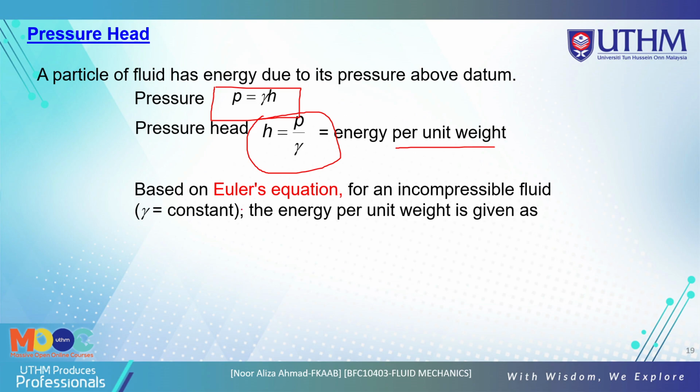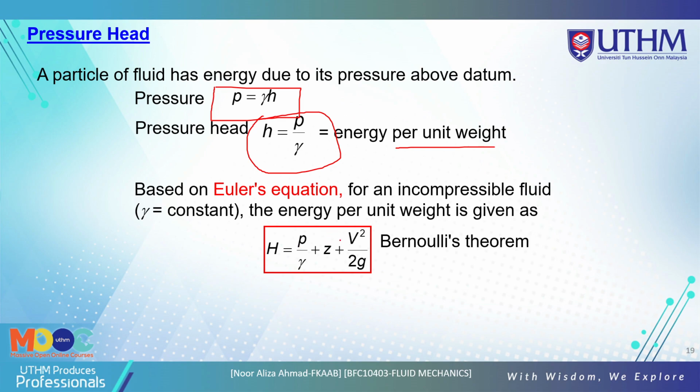Now, based on Euler's equation for an incompressible fluid with the specific weight constant, the energy per unit weight is given as H. H is equal to pressure divided by the specific weight, plus Z, plus V squared over 2g. This is based on Euler's equation, and we also call this the Bernoulli equation, or Bernoulli theorem. So based on the pressure head, we use the Bernoulli theorem. Okay, basic assumption.